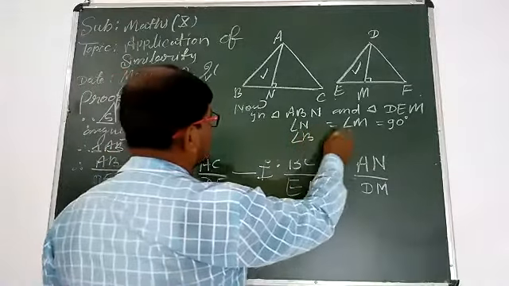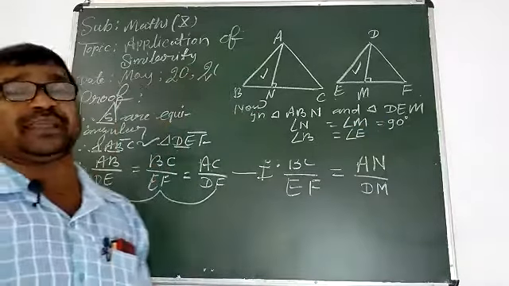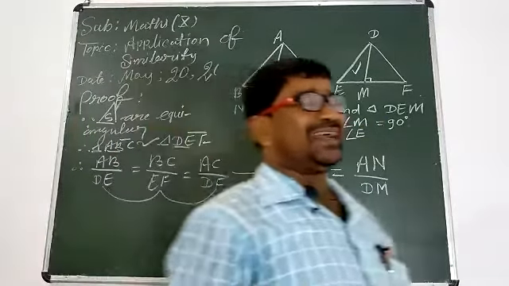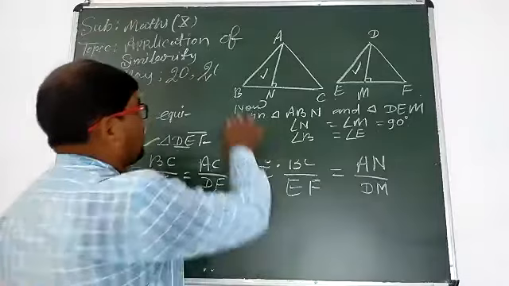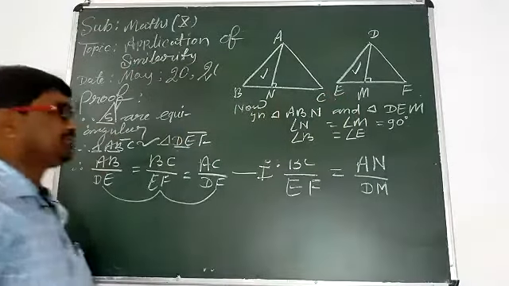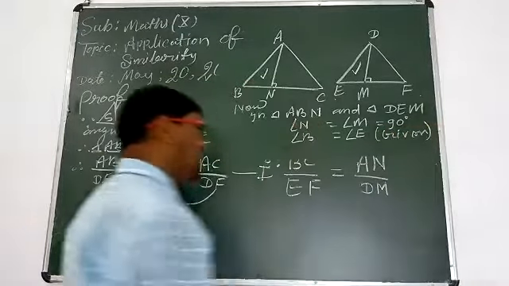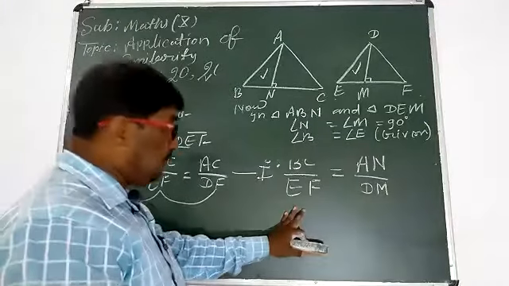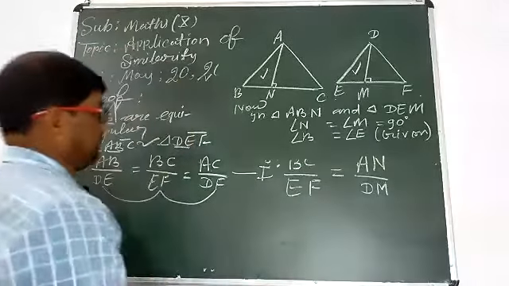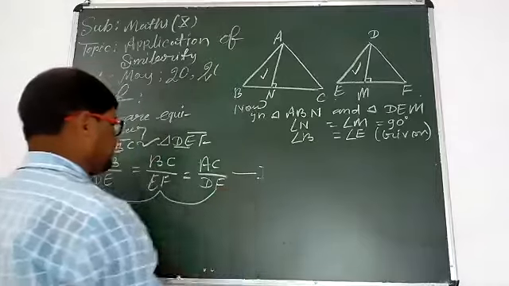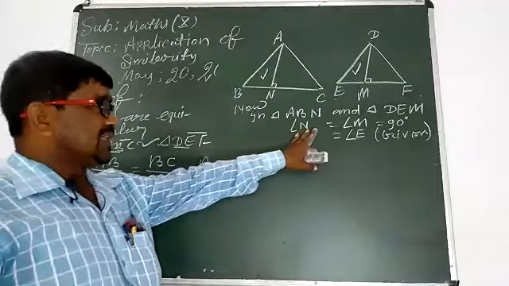Angle B equal to angle E. But why? Because the triangles are equiangular. Triangle ABC and triangle DEF are equiangular, so angle B equal to angle E. That is given. What do you want to prove? You should keep in mind: BC upon EF equal to AN upon DM. Okay, student, these two correspondences.